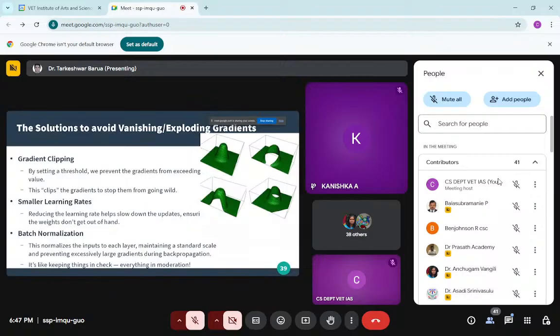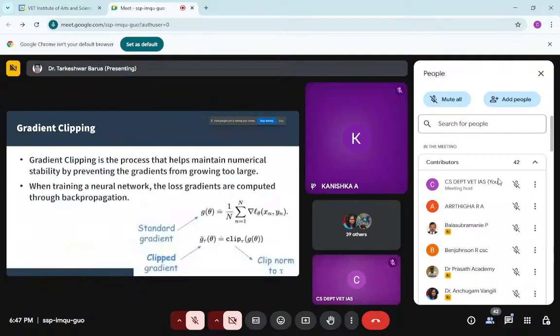This is an optimization technique: a smaller learning rate. A smaller learning rate will help ensure the best results. Reducing the learning rate helps slow down updates and ensures the weights do not get out of hand. Another technique is batch normalization. In batch normalization, we normalize the input to each layer and maintain a standard scale, preventing excessively large gradients during back propagation. It is just like normalization of everything.